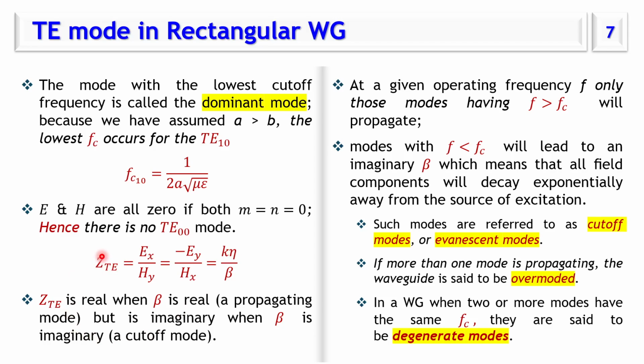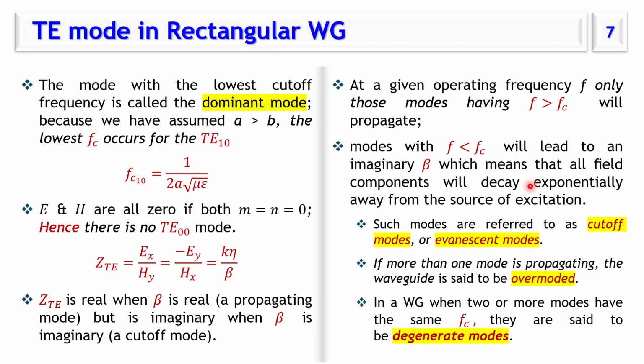The wave impedance for TE is Ex over Hy or minus Ey over Hx, which will have this expression. The wave impedance is real if beta is real, or if the mode is propagating. The wave impedance is imaginary when beta is imaginary, or like a cutoff mode.